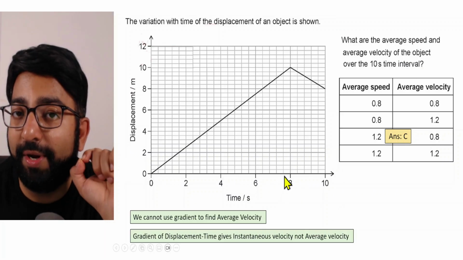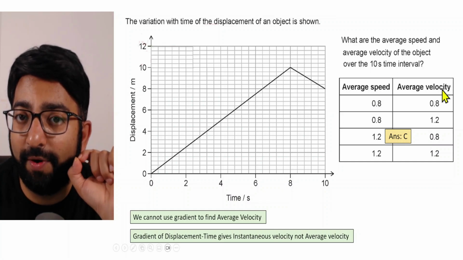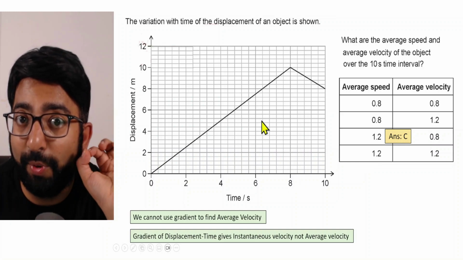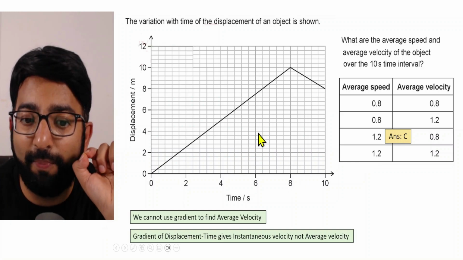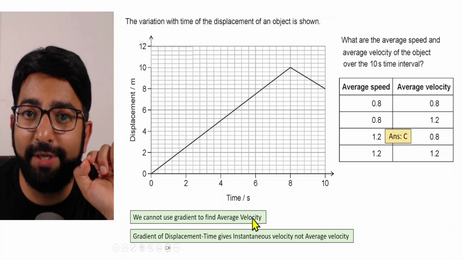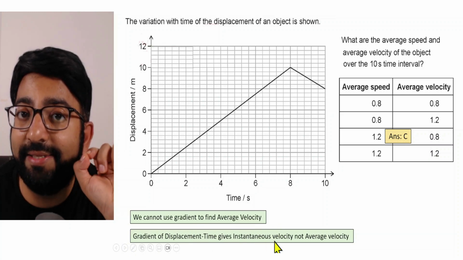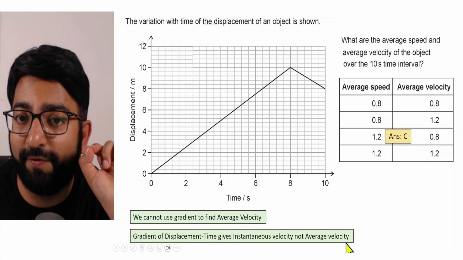Now, this is the same question which we had done earlier, where we found the average speed and average velocity. But I have placed this question again just to drive home a point. Let's read: we cannot use the gradient to find the average velocity. The gradient of a displacement time graph gives us instantaneous velocity and not the average velocity.